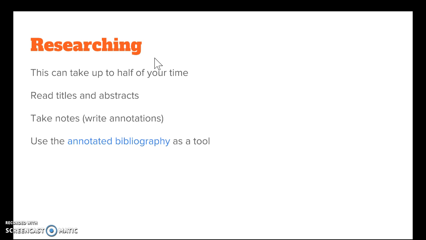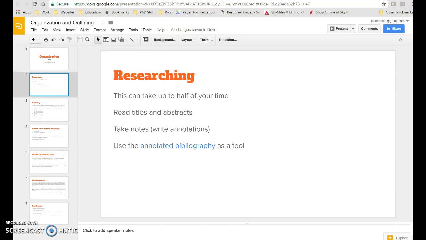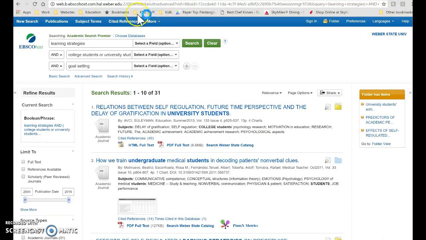So when I'm doing research, the first thing that I'm going to do, this is just an example, if I were writing a paper about learning strategies that can help college students do better in school. So these are the keywords that I used. And you can see here that I did college students or university students or undergraduates. And so this gave me the results from all of them.